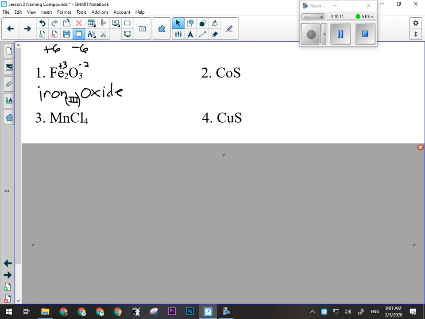All right, so I'll give you a few minutes to try 2, 3, and 4, and then we'll walk through those together. Okay, so for number 2, I've got cobalt and sulfur. So the first thing I'm going to do is write what the normal ionic name would be, cobalt sulfide. Does cobalt have more than one possible charge? What can it be?